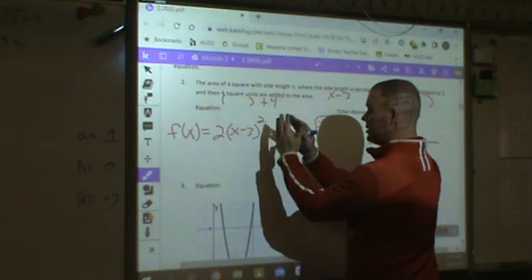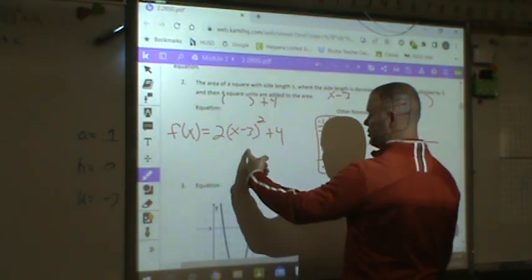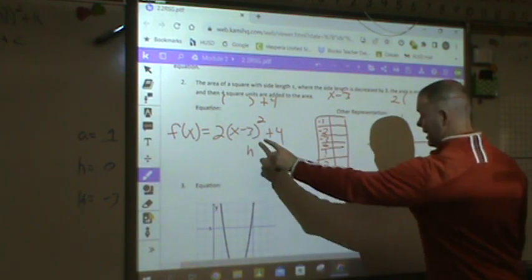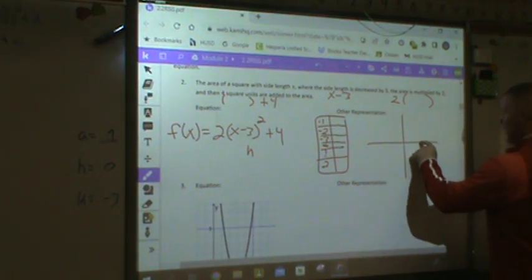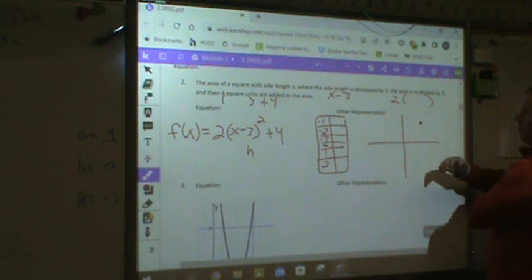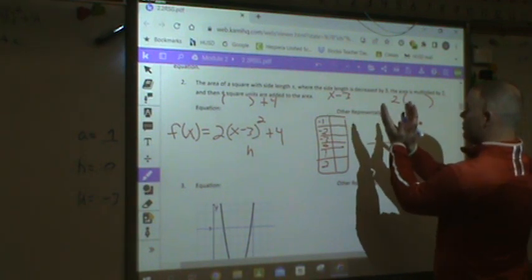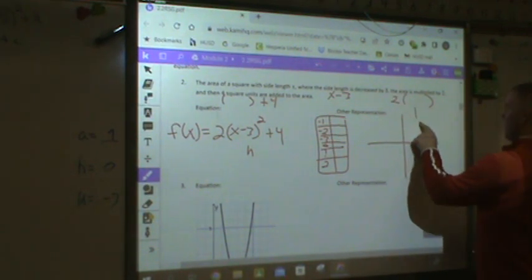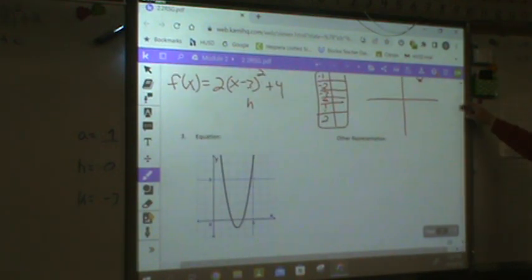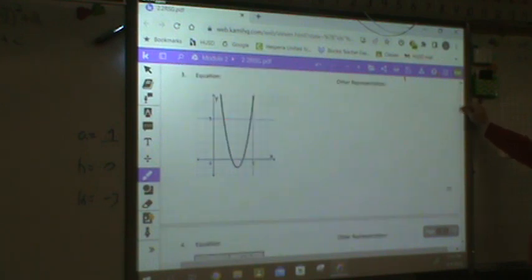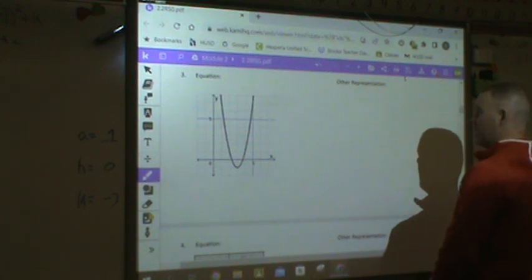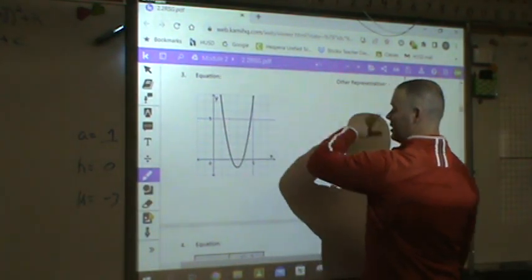Remember, a tells me stretch or shrink. The h value tells me that it shifts right or left, and with x minus 3, it shifts to the right, because it's actually a +3, not a -3. So I'm going to go over 3 and up 4. There's my vertex, it opens up, and remember, what does a do? A causes it to stretch, so it's going to be a little bit skinnier than normal. There's my different representation. Now when we move to 3, they give me a graph and it wants another representation. Well, to me, the other representation is the equation.